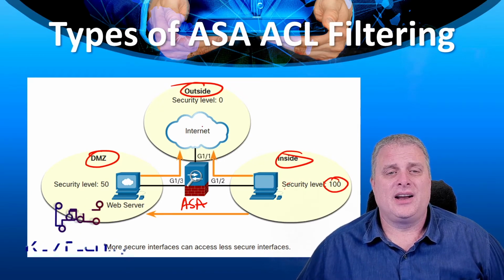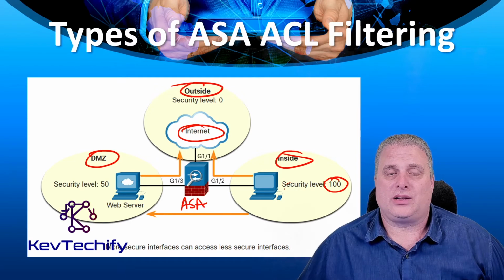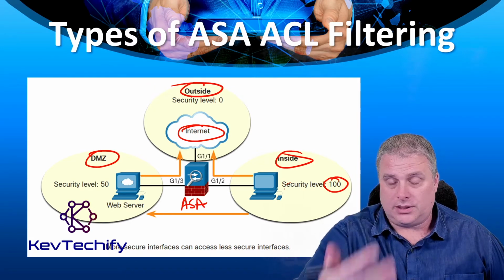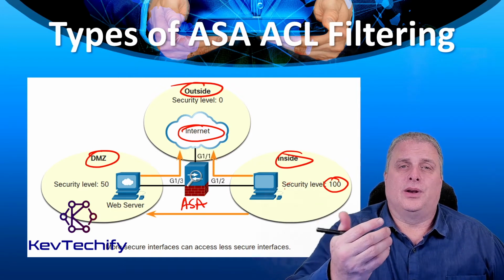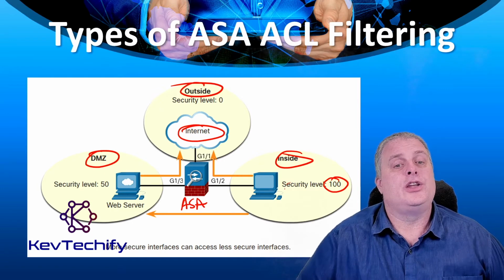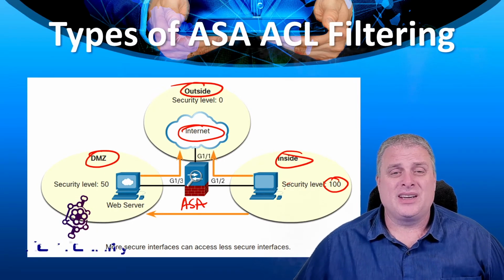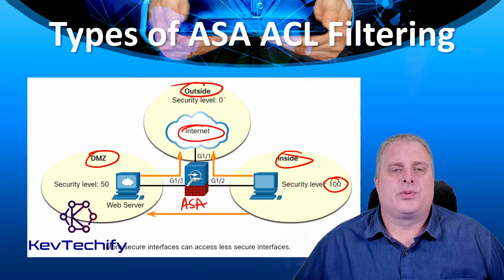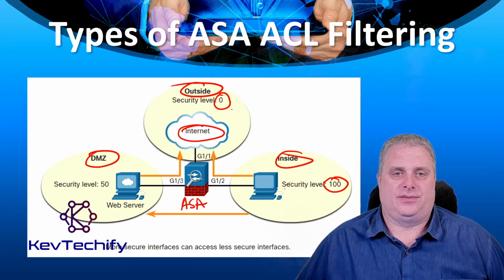The outside here, that's the internet. That's the wild, wild west. Yes, there may be legitimate people trying to get into your company, salespeople, your trusted partners, that type of stuff. But there's probably threat actors trying to get into your network also. Because we don't know who exactly is out there, we're going to assign that a security level of 0, the least trusted.